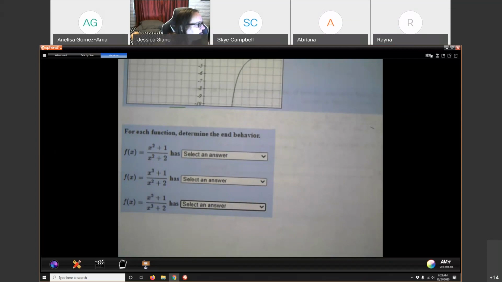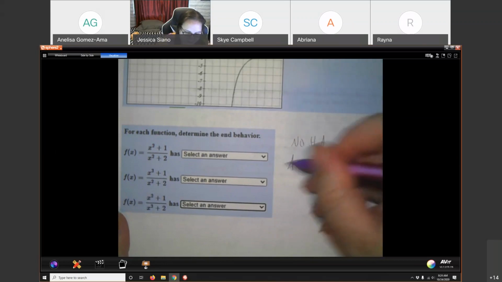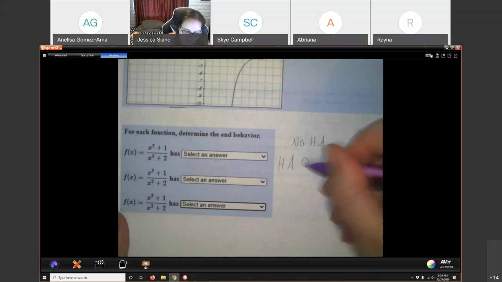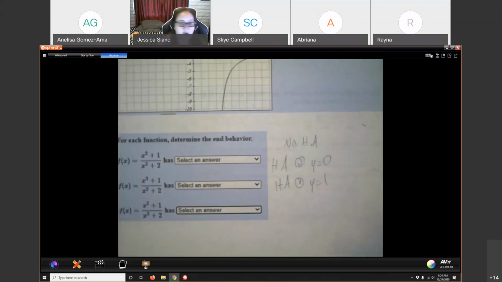Functions. Here we go. Found it. Okay, so they're saying that my options here would be no horizontal asymptote, a horizontal asymptote at y equals 0, or a horizontal asymptote at y equals 1. Those are going to be my three options here.